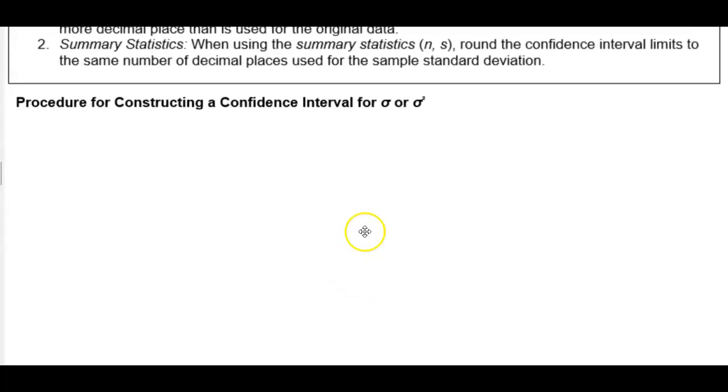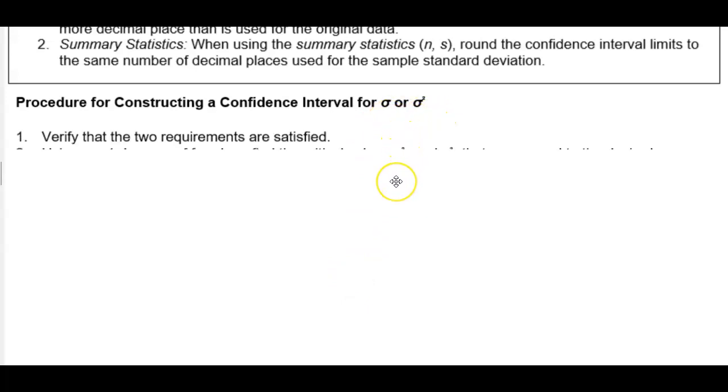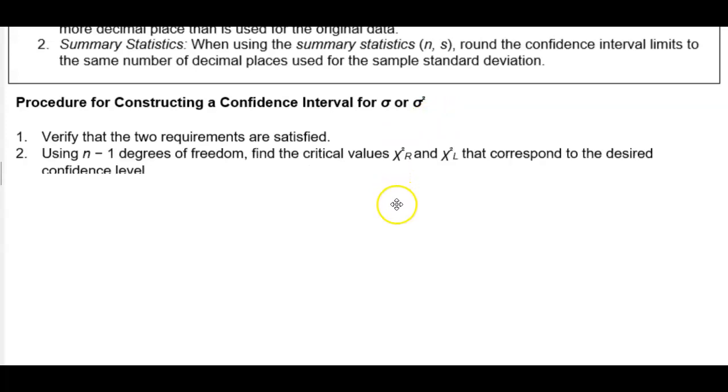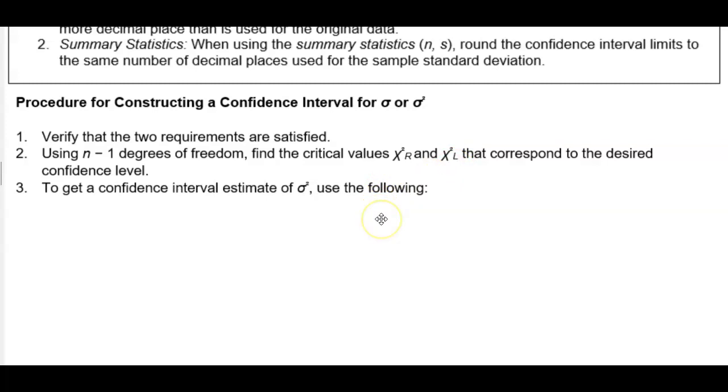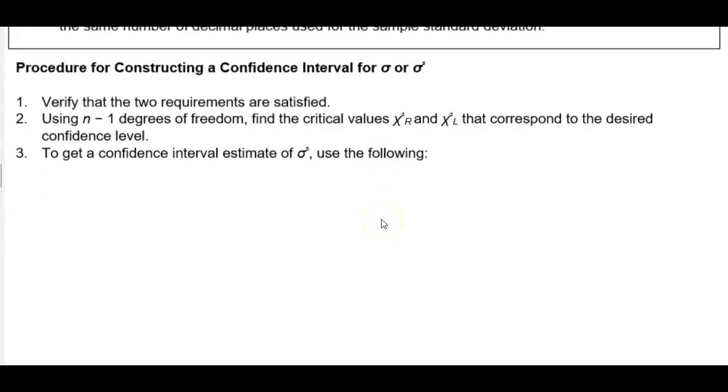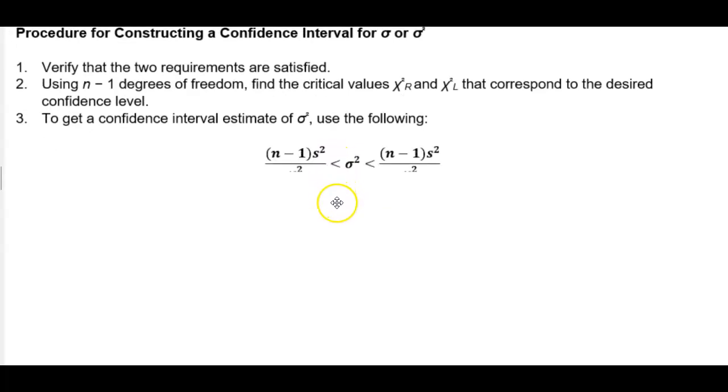Procedure for constructing a confidence interval for the population standard deviation or the population variance. Number 1, verify that the two requirements are satisfied. Number 2, using n minus 1 degrees of freedom, find the critical values chi-square on the right and chi-square on the left that correspond to the desired confidence level. Number 3, to get a confidence interval estimate of the population variance, use the following.